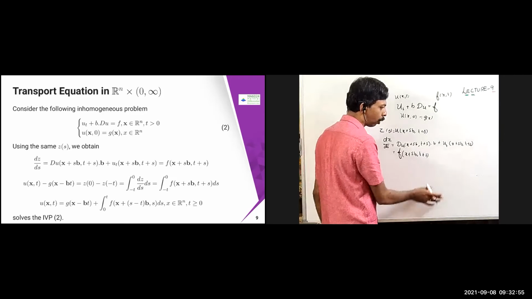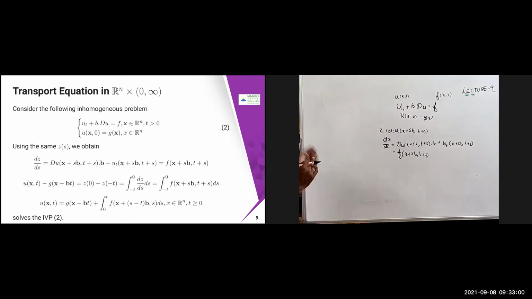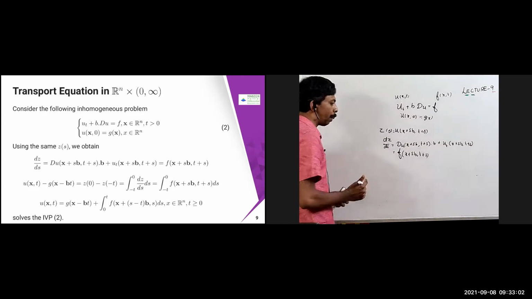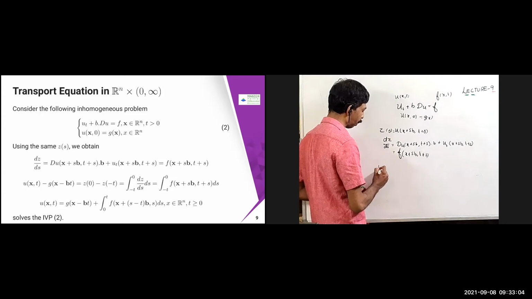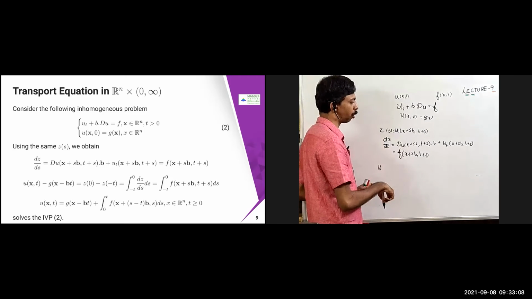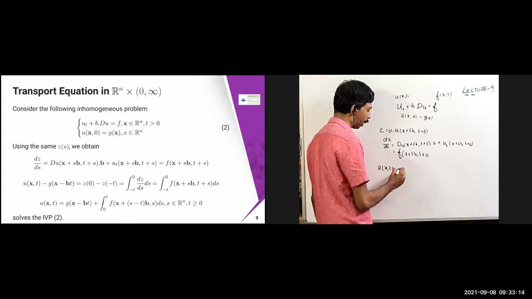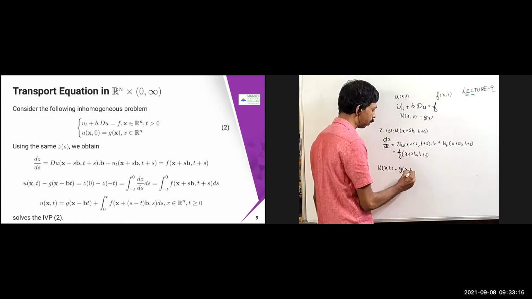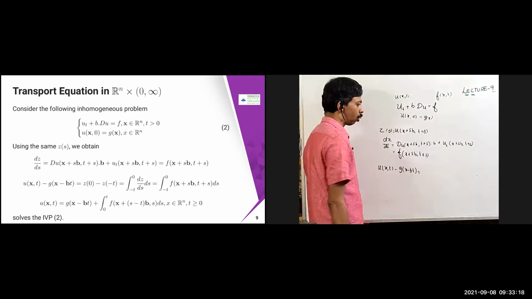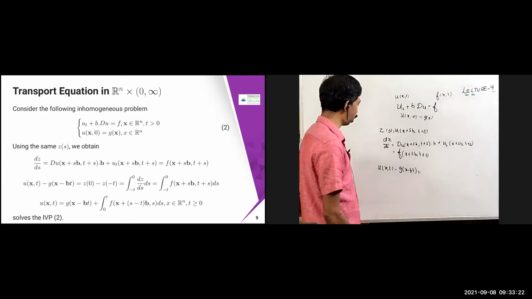So therefore, what you have now is two things. Okay. So u of x comma t is going to become, like in this problem, you have to solve the homogeneous part and the non-homogeneous part. Okay. So in this case, it is going to become u of x comma t. Now let us see what is u of x comma t minus g of x minus bt. Okay. So u of x comma t minus g of x minus bt is going to become like this.